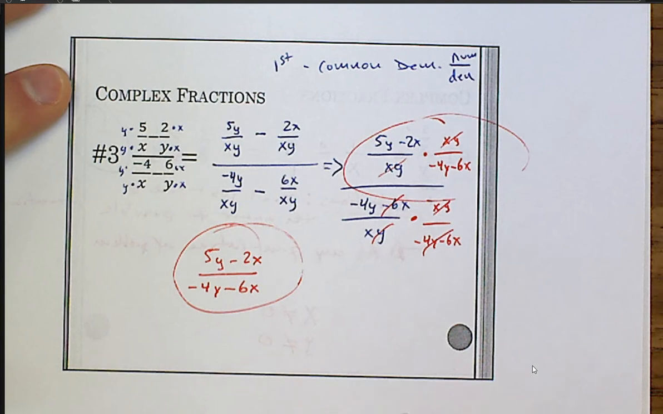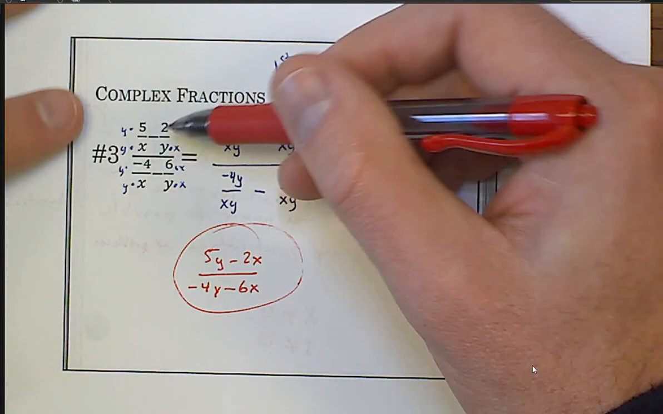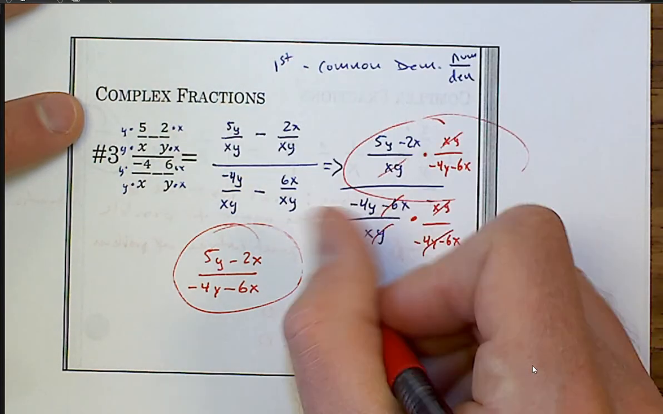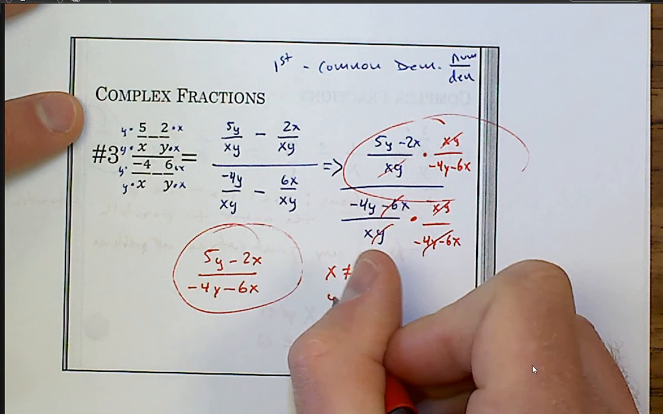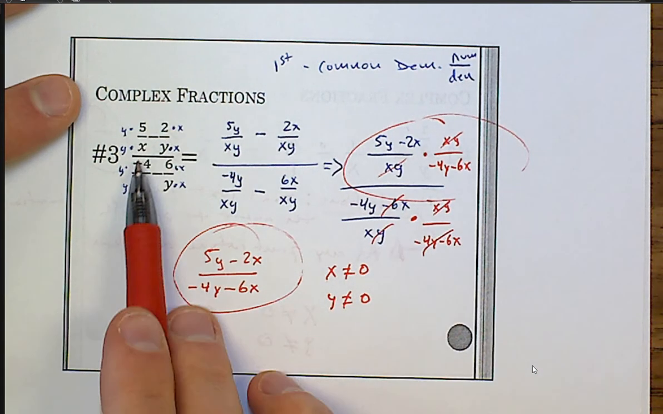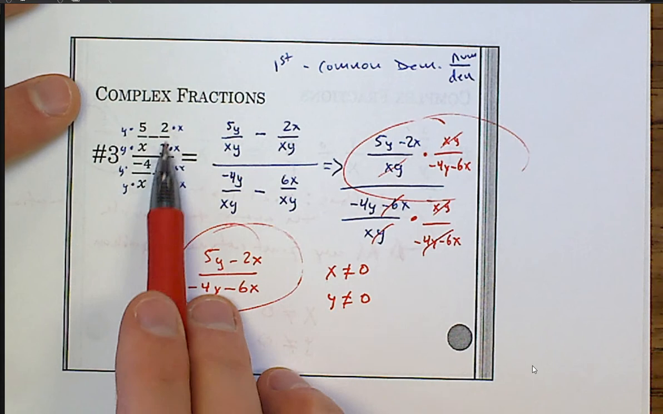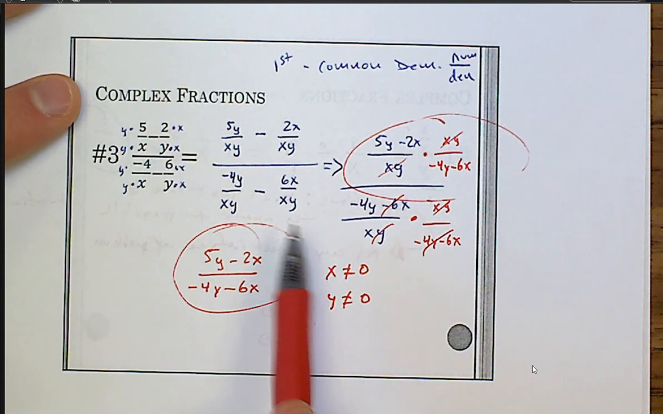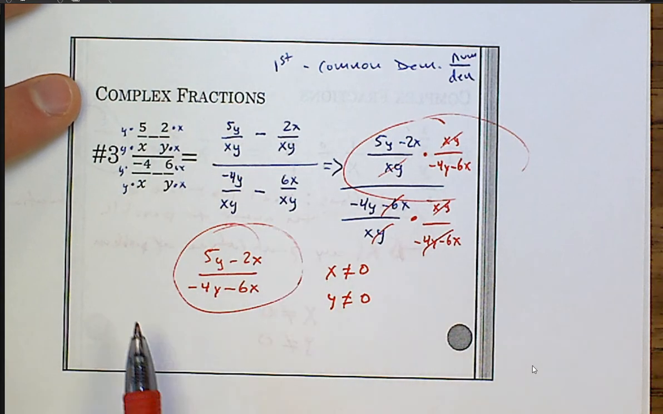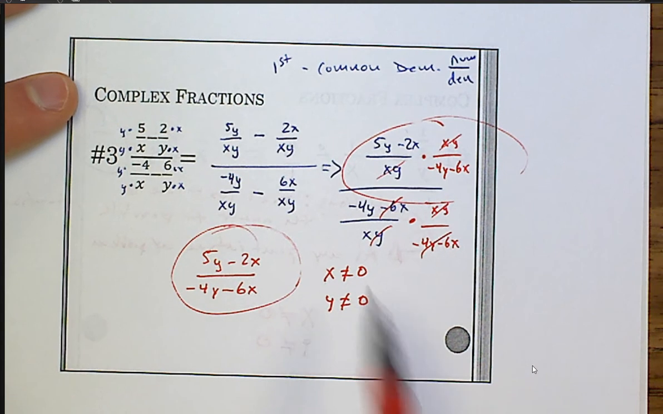Restrictions. If you see any restrictions here, especially in the beginning of the problem, you know x can't be 0 and y can't be 0 because of the very beginning. You'd have 2 divided by 0, which would make it undefined. 0 here would make it undefined throughout the process of the problem, and so those are our restrictions for number 3.